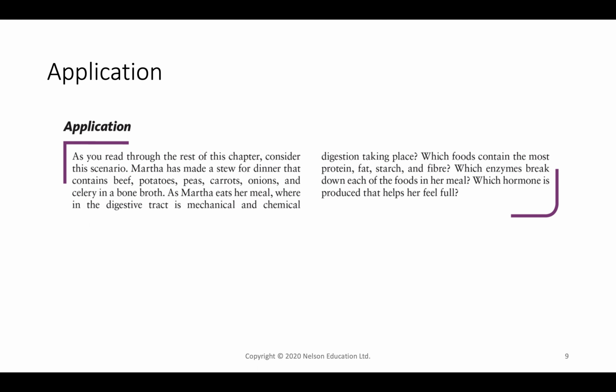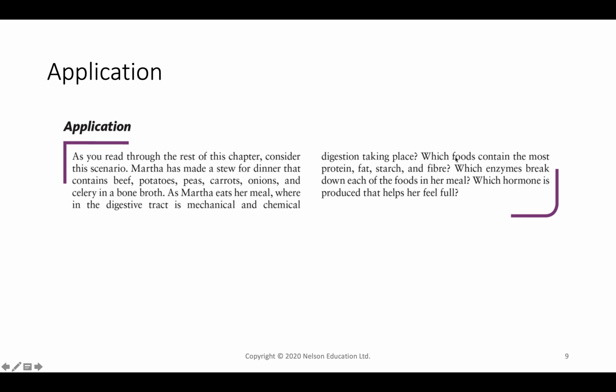As we continue through the rest of this lecture, I want you to consider what happens to the food that gets eaten. This was eaten by a girl named Martha. She's eaten beef, potatoes, peas, carrots, onions, and celery in a broth. The question is, where in the digestive tract is mechanical digestion and or chemical digestion taking place? We've already kind of covered that, but think about that as we go forward.